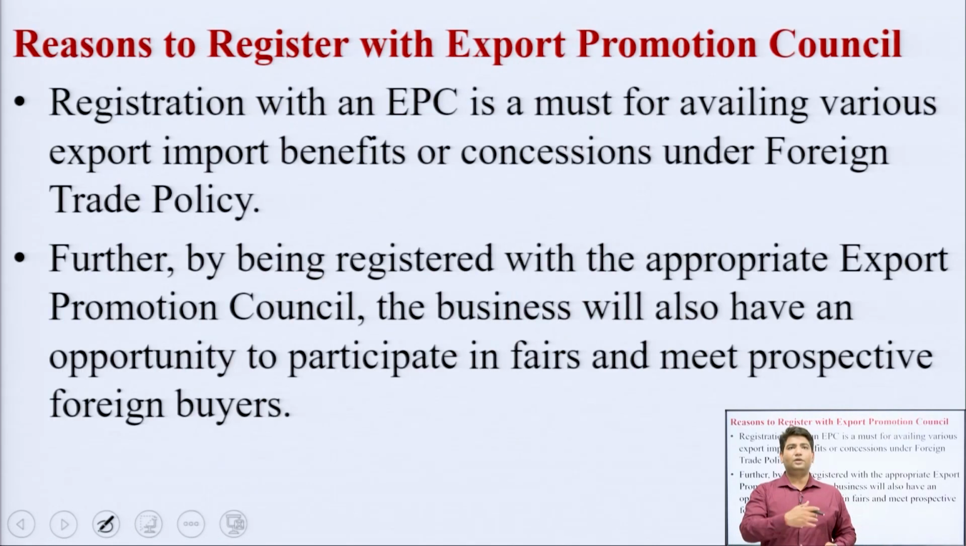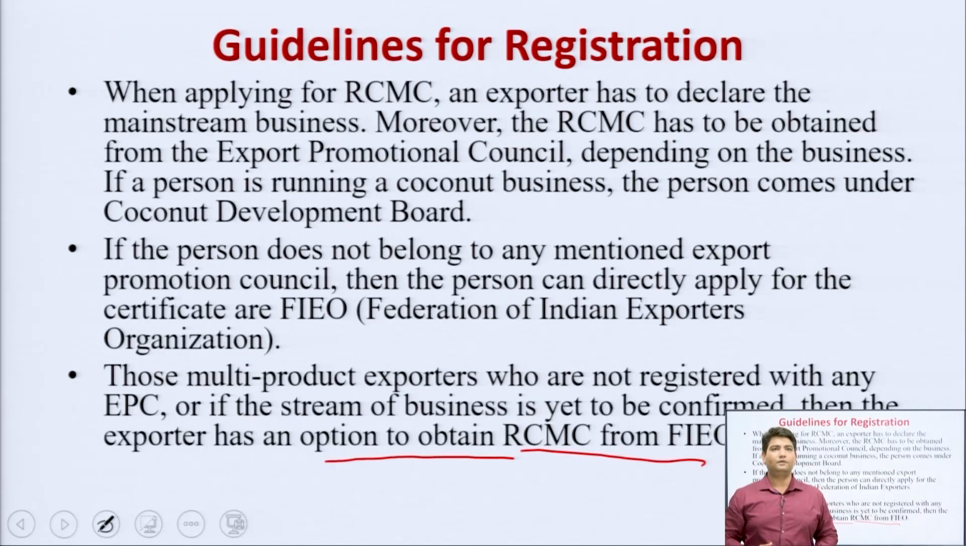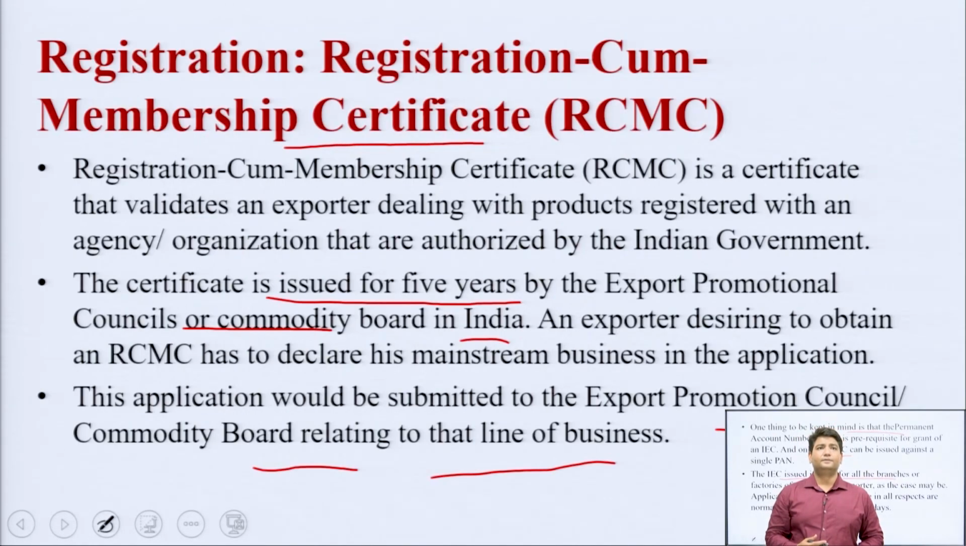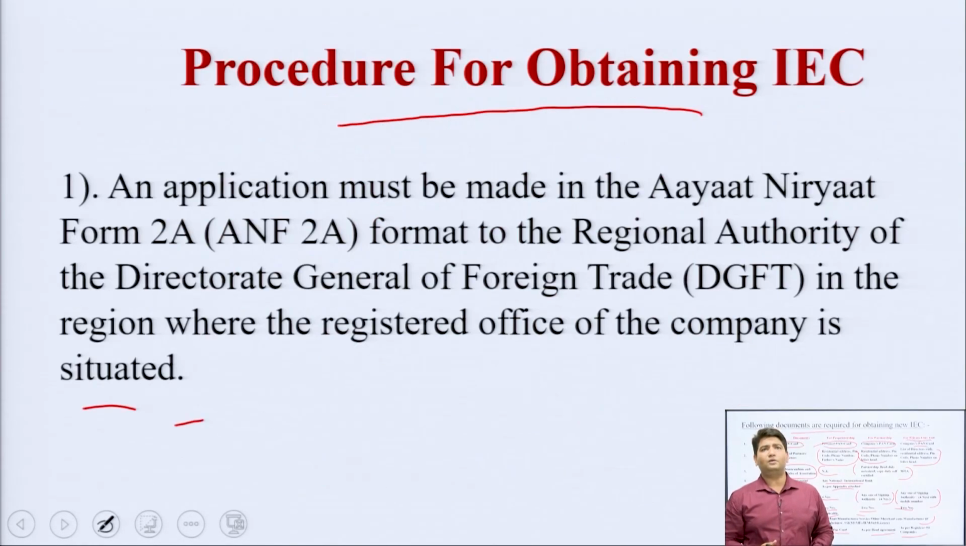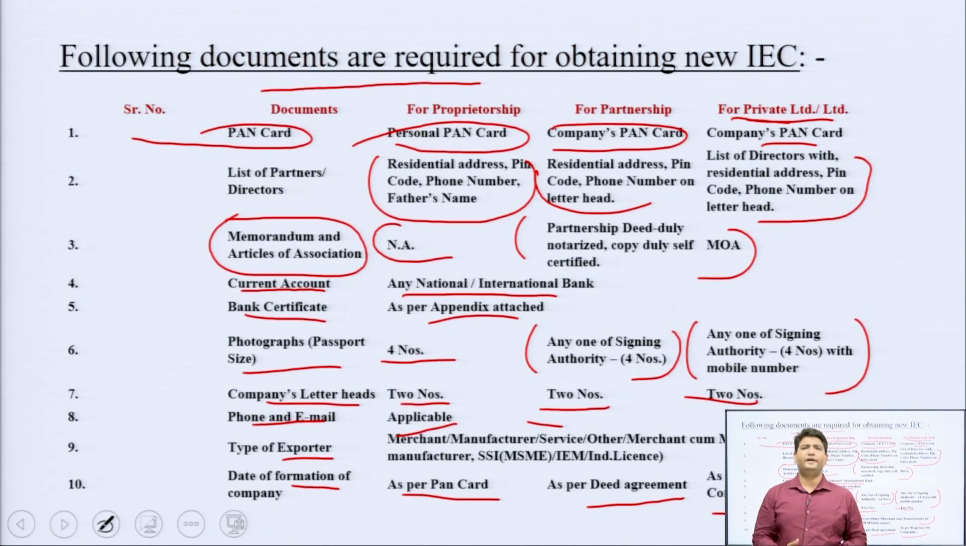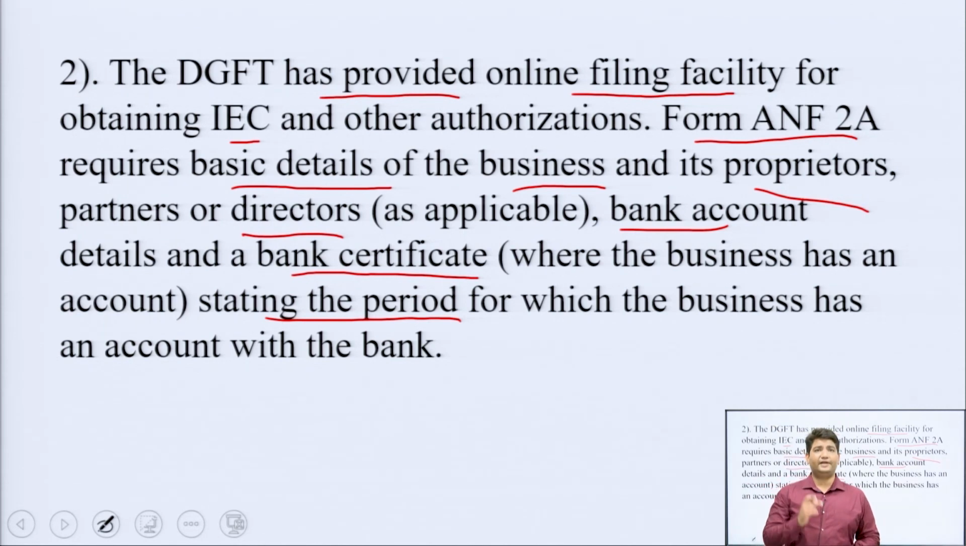Now, let's move on to the overview of what we have understood today. First, we covered the part of RCMC registration, where we covered the procedure and how we can obtain the IEC code, and the documents which need to be understood and obtained for covering the IEC code part. The DGFT has provided an online filing facility as well, where we can fill in the application form ANF 2A, by providing the basic details of the business and its proprietors.